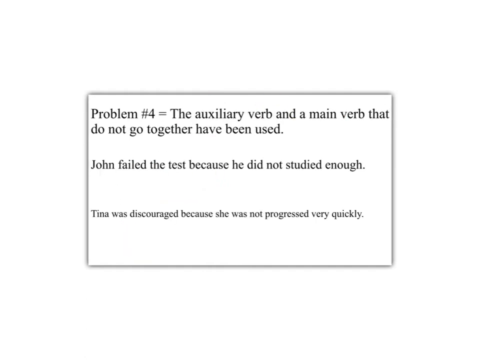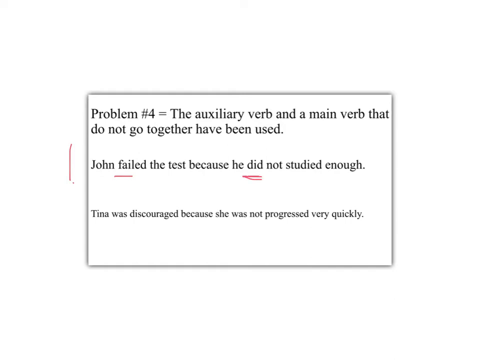Problem number 4 is when the auxiliary verb and the main verb are used together when they should not be used together. Let's look at what this means. In example number 1, John failed the test because he did not study enough. John failed is okay. It happened in the past. Because he did not study.